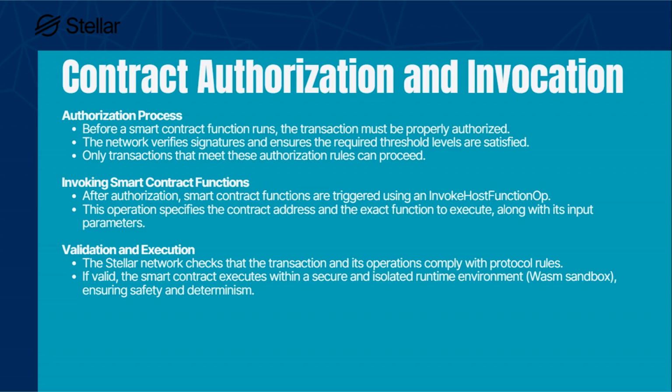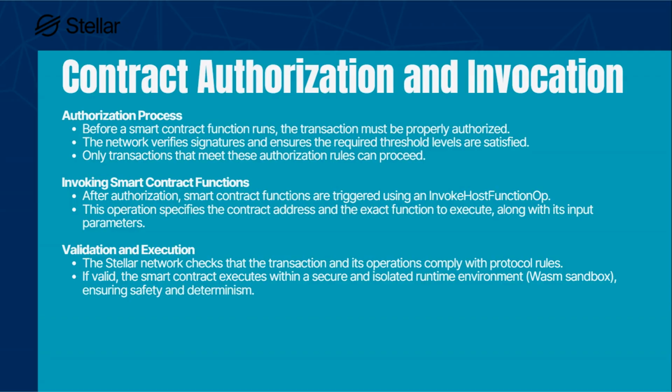Before a smart contract function runs, the transaction must be properly authorized. The network verifies signatures and ensures the required threshold levels are satisfied. Only transactions that meet these authorization rules can proceed. This multi-layered authorization system provides flexibility. You can set it up as a single-signature account for simple operations, a multi-signature account for shared control, weighted signatures where some signers have more authority, or different thresholds for different operation types.